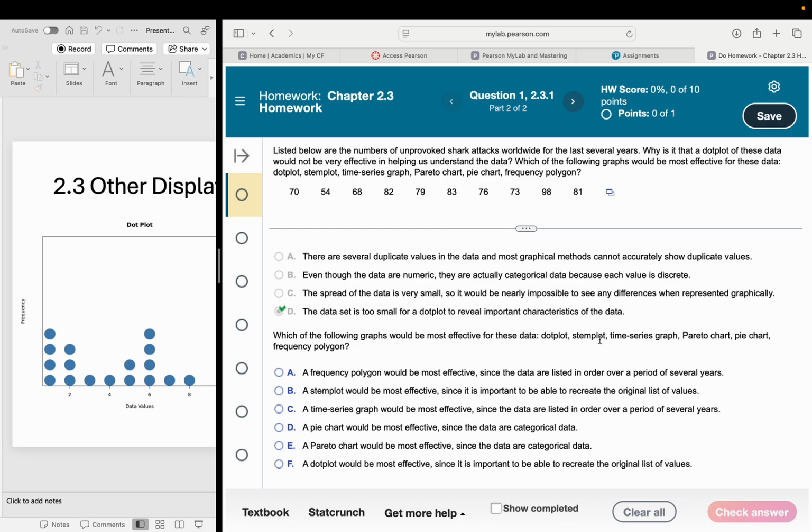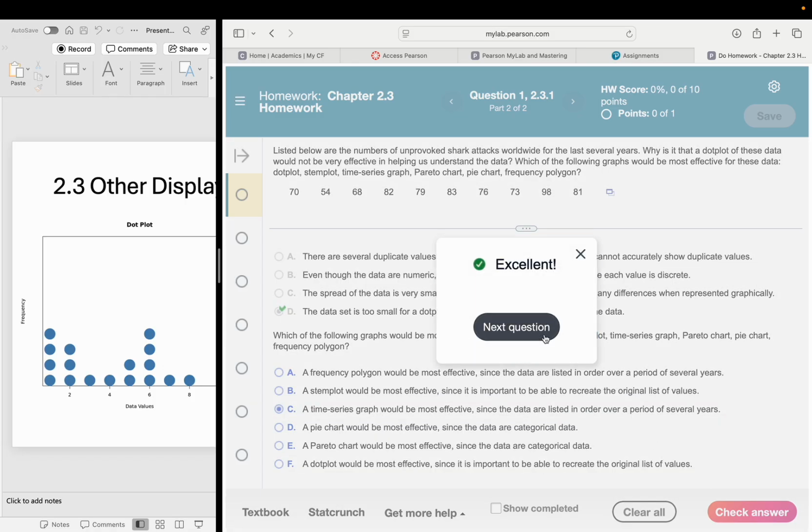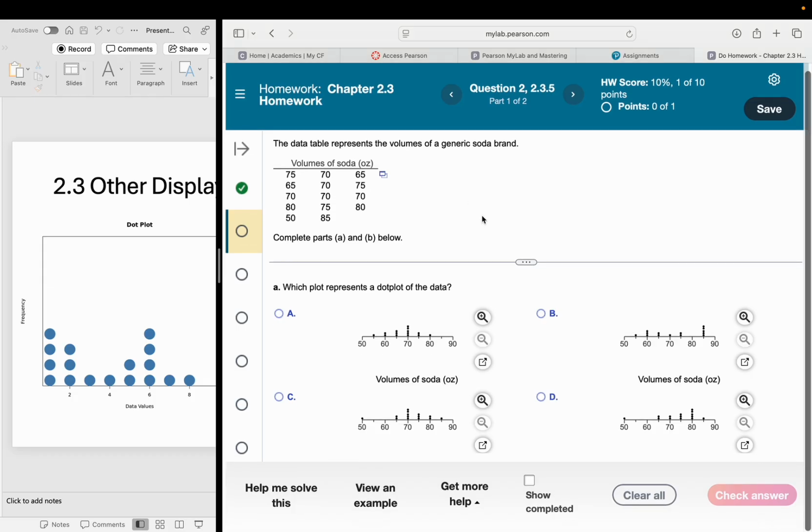Which of the following would be more effective? And this is where I'm going to just let you know. We have shark attacks over the last several years. We don't know what years those are, but it would actually be nice to know those years, and the answer would be a time series graph. I'm going to tell you that answer because never did we cover that anywhere else. I don't like this question, but there we go.